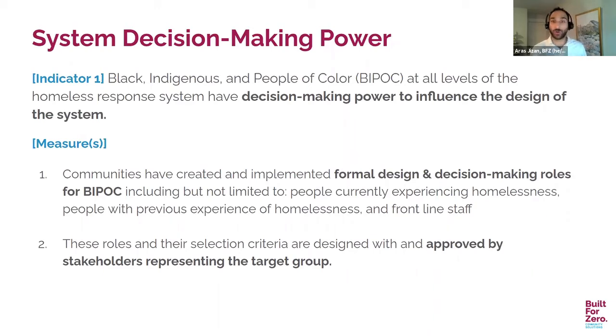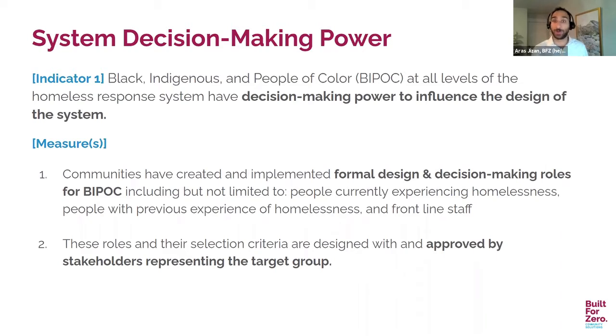Then thinking about who those roles and positions were designed by, right? So is it that we're sitting over here thinking about what it would look like to include more equity? Maybe we've got the usual suspects of continuum of care leadership or your Built for Zero leads sitting together and thinking about, hey, how would we entrench more equity explicitly in our system? Or is there an opportunity to really co-design those roles with the folks that we're hoping can sit in them?